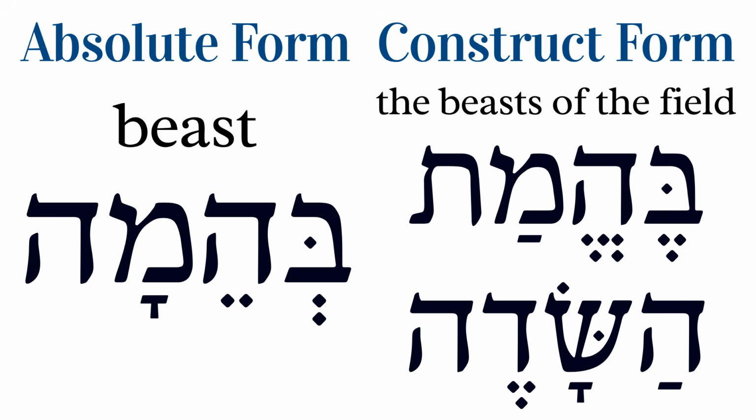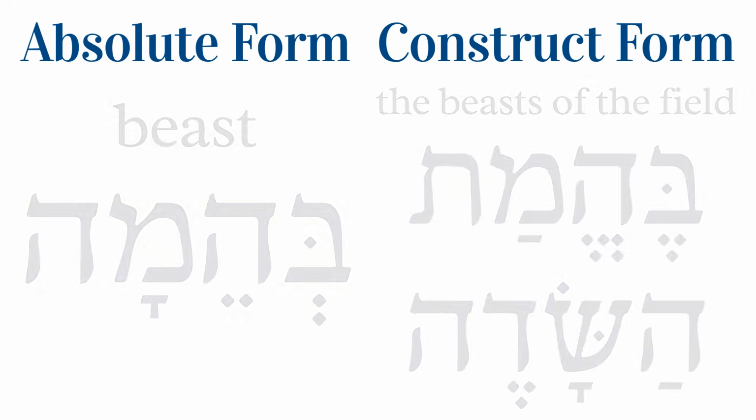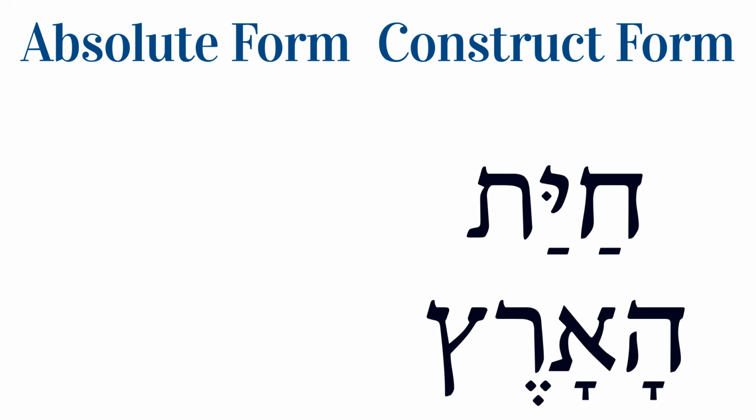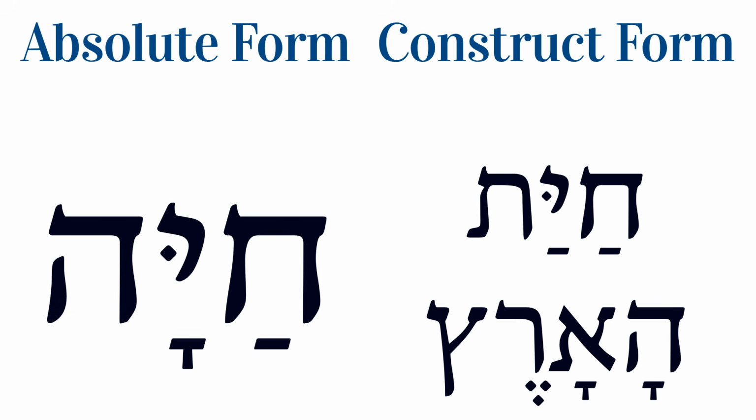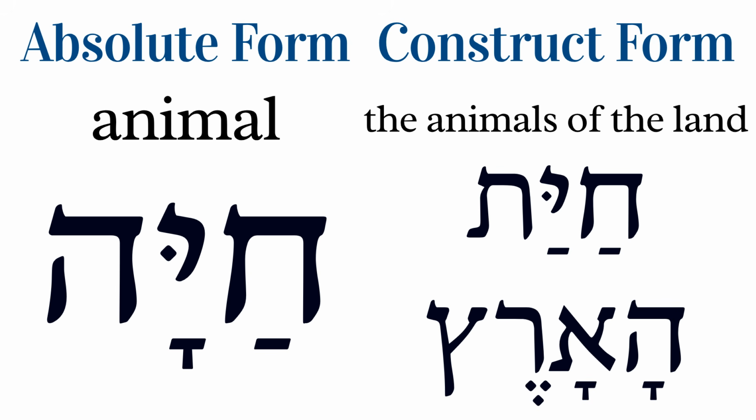A very similar expression to behemat hasadeh is chayat haaretz. Chayat is the construct form of the word chaya, which means a living thing, often an animal. We've changed the a ending to at to make chayat, animal of. And when it's used in a collective sense, animals of. Chayat haaretz, the animals of the land, with the definite last word making the whole phrase definite.